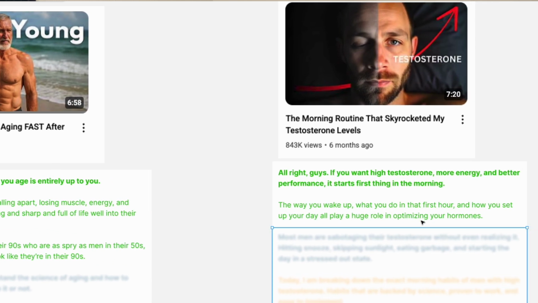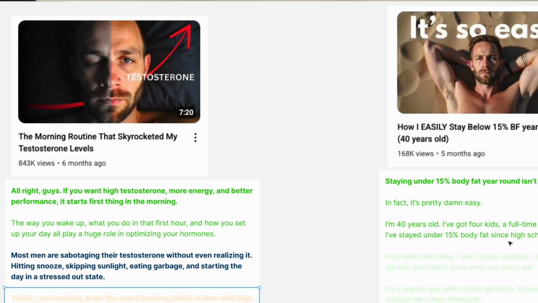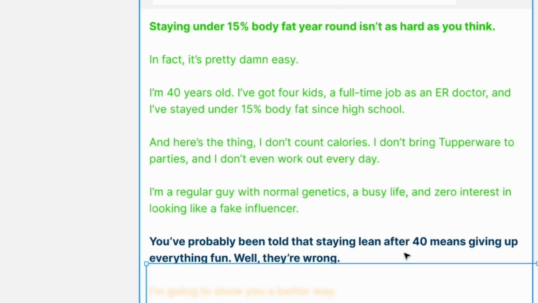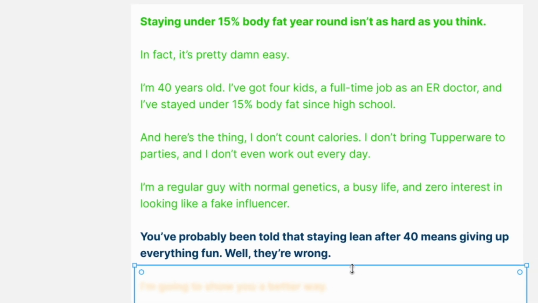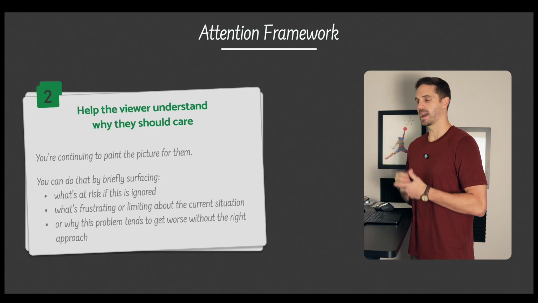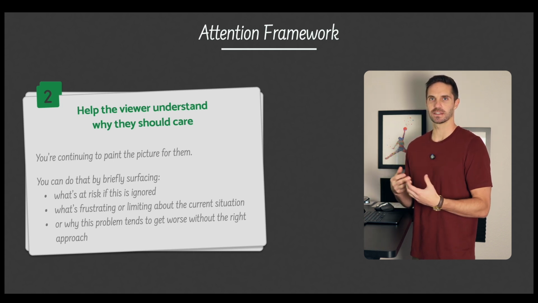In the next example, he goes on to say that most men are sabotaging their testosterone without even realizing it, making you think, am I sabotaging my testosterone without even realizing it? Keeping you interested and engaged. And in the final example, he says that you've probably been told that staying lean after 40 means giving up everything fun. Well, they're wrong. And what this does is it plays on the common frustration that people have when it comes to losing weight and staying lean. And just like that, he accomplishes point 2 of a successful intro.